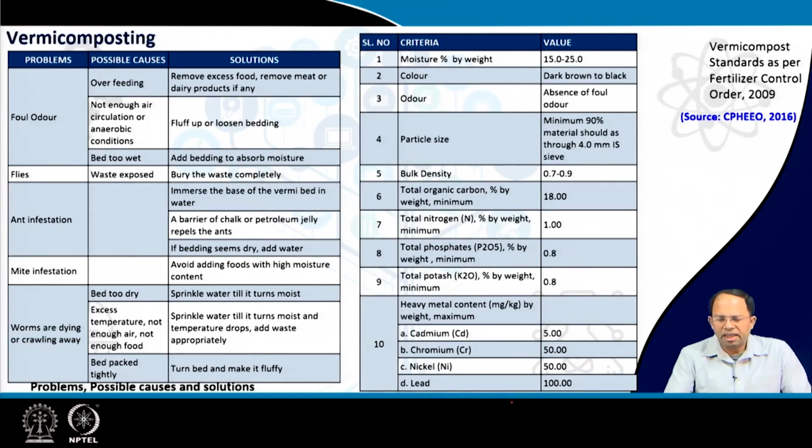Now over here you can see the vermicomposting standards given by FCO. So over here you can see the standards are similar to the standards given for normal compost, but some differences are there. You can see what kind of nitrogen, phosphates, potash is required from vermicompost. The bulk density is over here. There should not be any odor. Moisture requirement is given, and also heavy metal standards are given over here.